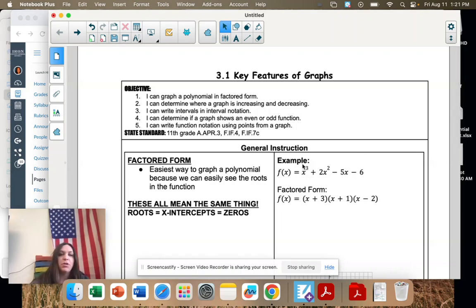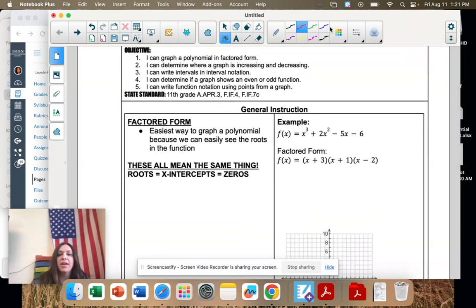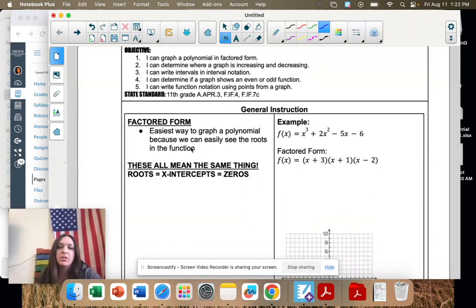So 3.1, we're looking at key features of graphs. So I can graph in factored form. That's our first thing. So we love factored form. That's why we learned to factor. It's the easiest way to graph a polynomial because we can see the roots.